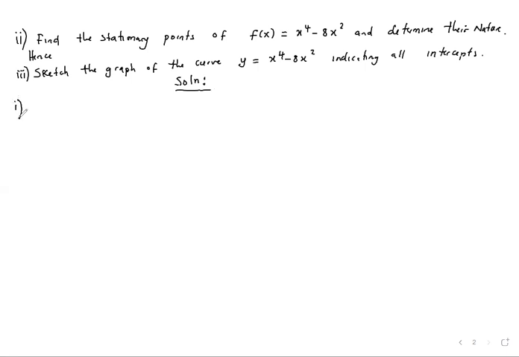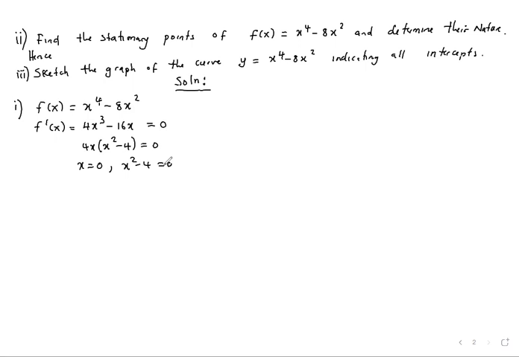part 1, the stationary points. You get a function f of x, x power 4 minus 8x squared. Then differentiate it. So you get 4x power 3 minus 16x. Then you set it to 0. So you have 4x, and then you remain with x squared minus 4 is equal to 0. So x is 0, or x squared minus 4 is 0. So that x is 2, or x is negative 2.